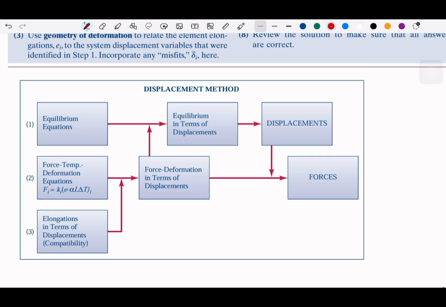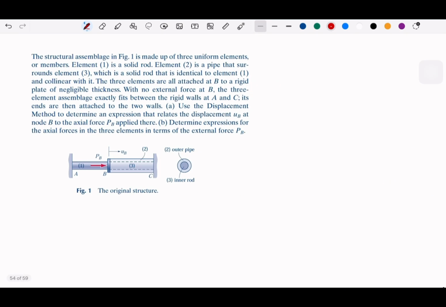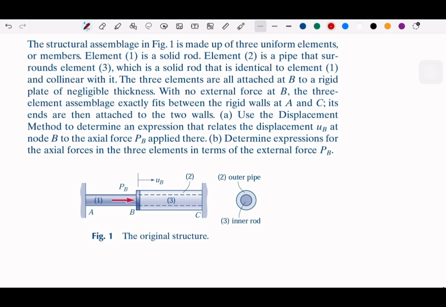So let me start with the example. Start with this structure. We have 3 elements. Element 1 is a solid rod. Element 2 is a pipe that surrounds element 3. So this is element 3, and the bigger one here is element 2. So element 3 is inside element 2. Okay?